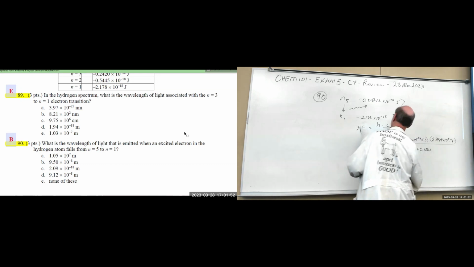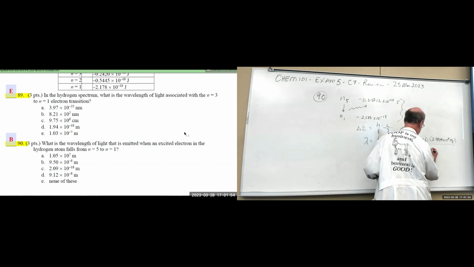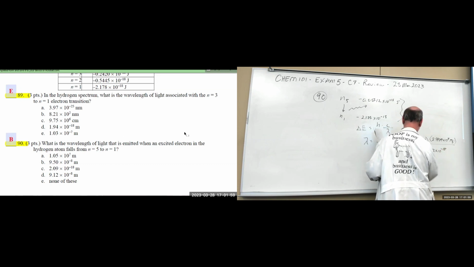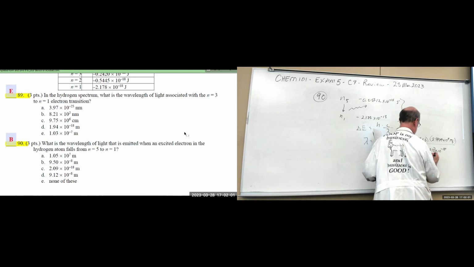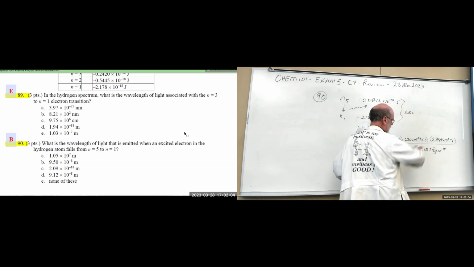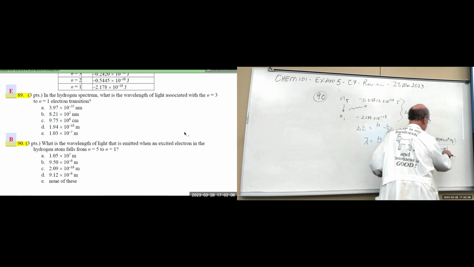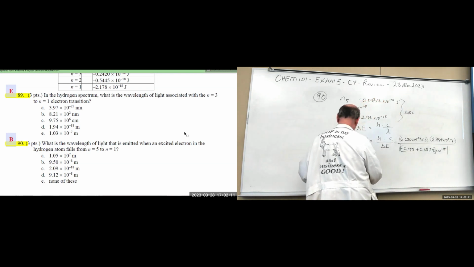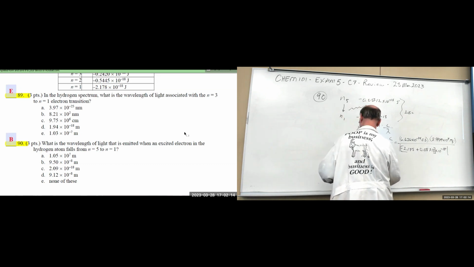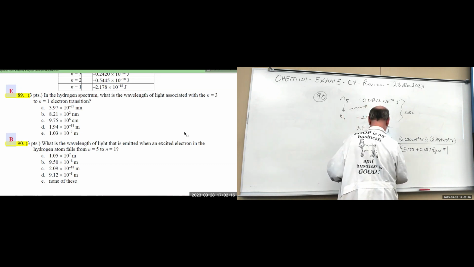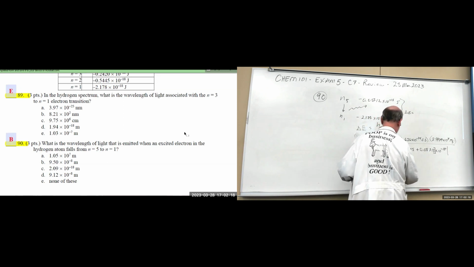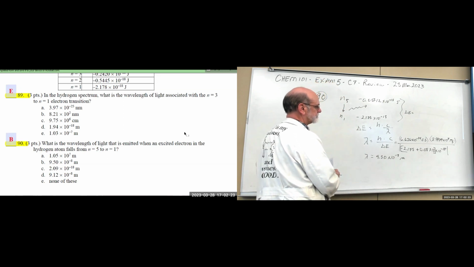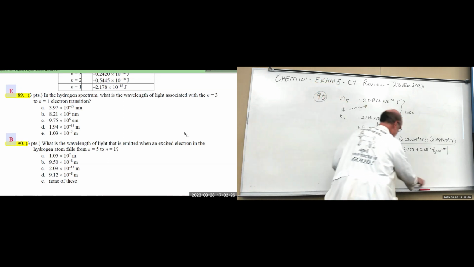Oh, wait, 712, excuse me. 712 times 10 to the minus 18. So this one right here, since they both are times 10 to the minus 18, I just factored that out. But we want the absolute value. And if we calculate that correctly, we get a wavelength of 9.50 times 10 to the minus 8 meters. All right, that's 90.